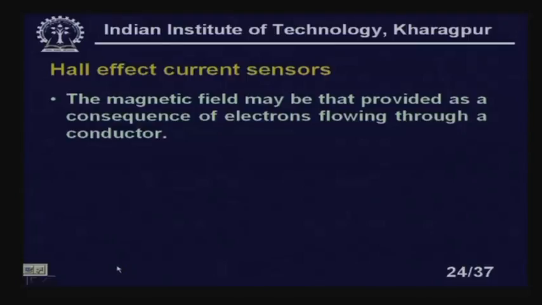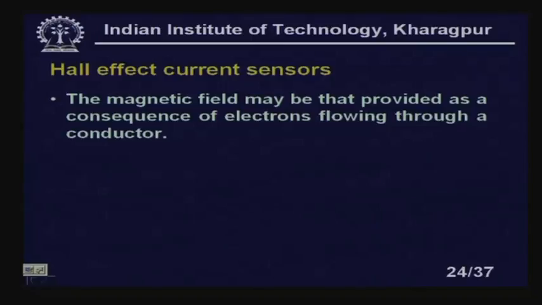Hall effect current sensors. The magnetic field may be that provided as a consequence of electrons flowing through a conductor. As I told you earlier, the Hall voltage is actually developed due to the flow of electrons in the conductor, the metal, or the semiconductor. Some people say that in a metal, the current flowing through it is due to electrons, which was first established by Edwin Hall. The magnetic field may be that provided as a consequence of electrons flowing through a conductor.